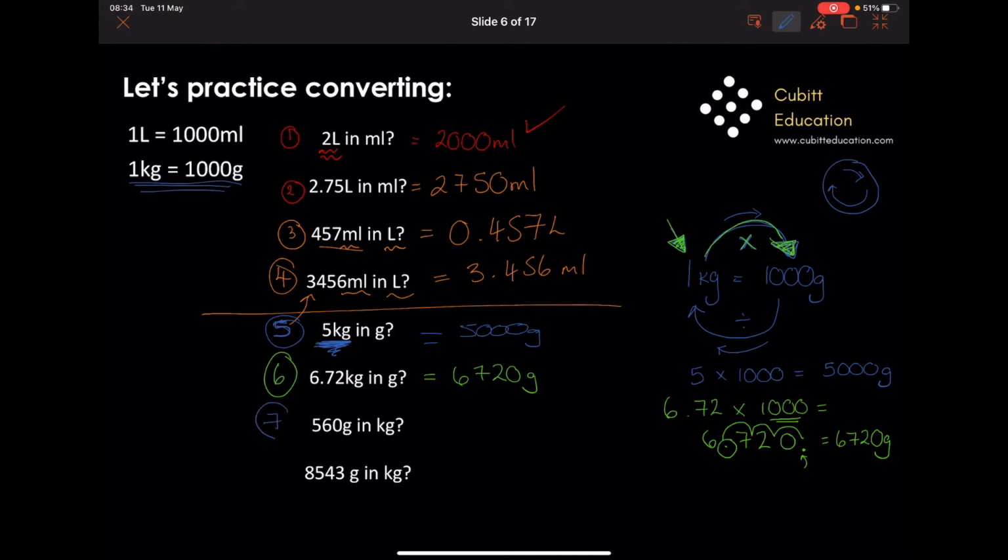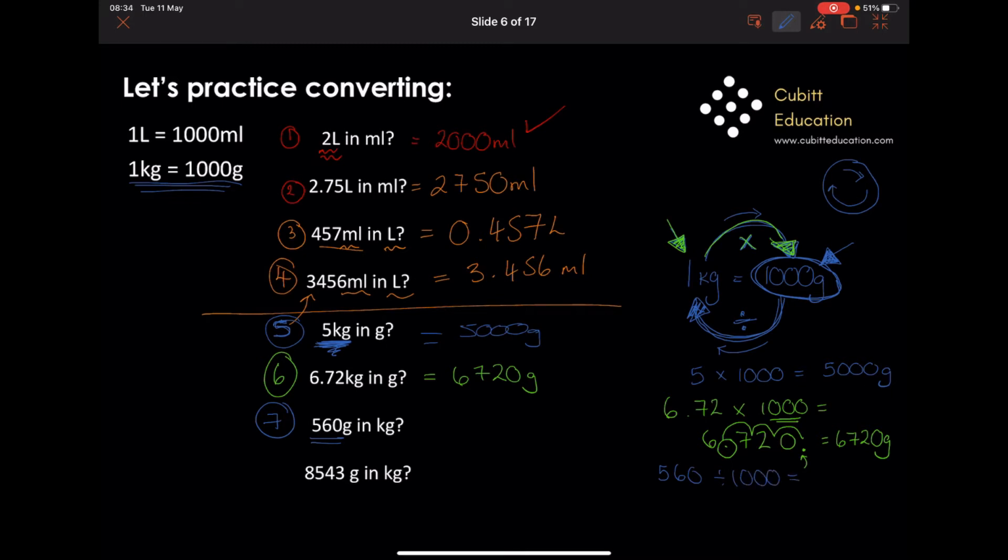So question 7. This time we're going to go from grams to kilograms, which means we're going to do the opposite of what we have been doing. 560 grams in kilograms. So that means we're on this side of the conversion because we're in grams, 560 grams. And we want to get to kilograms, so I need to go this way, which means this time I need to divide by 1,000. Remember, we always multiply and divide by this number. We never do it by 1, just won't work. So we're going to take our 560 and we're going to divide by 1,000.